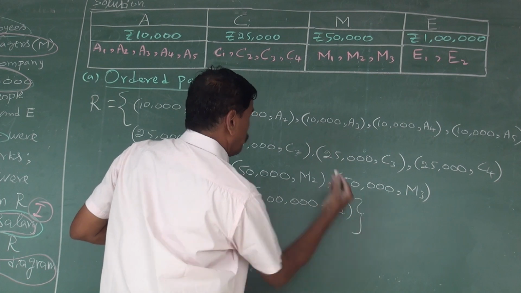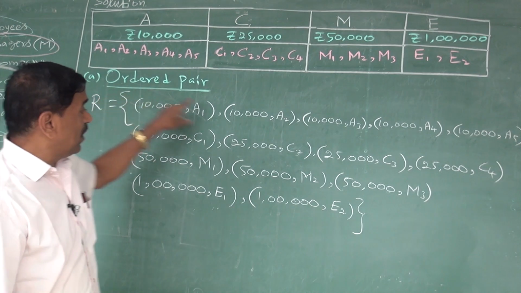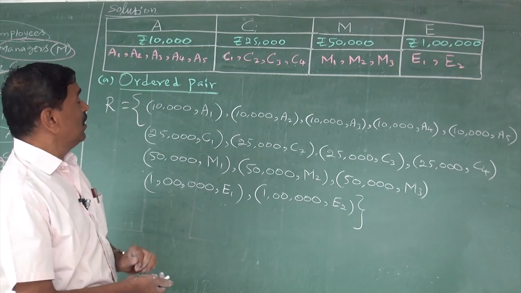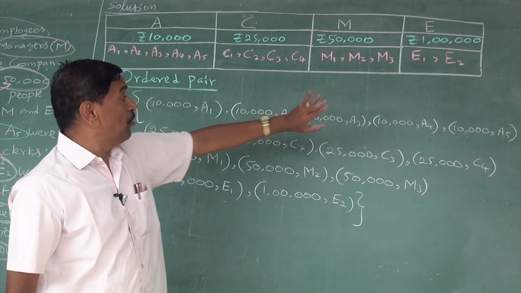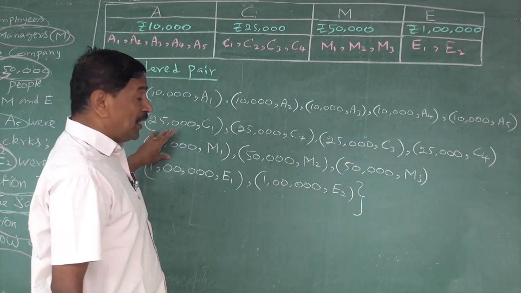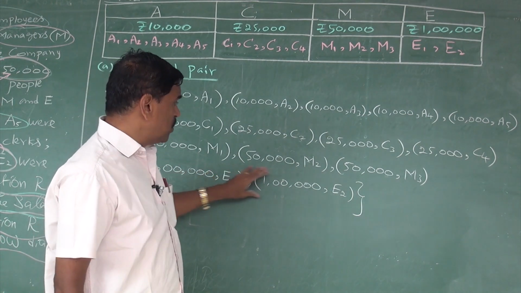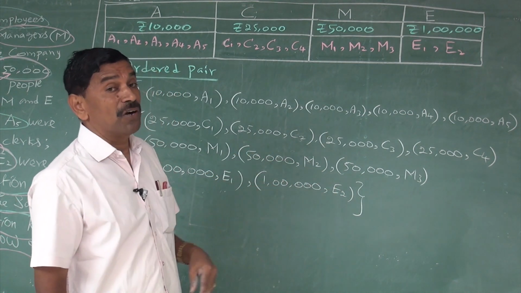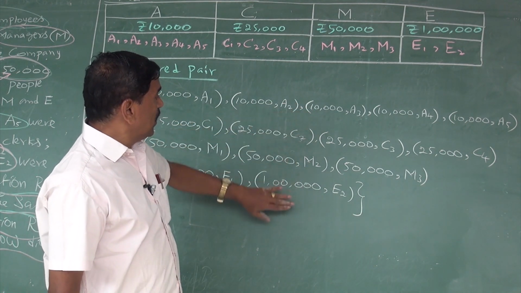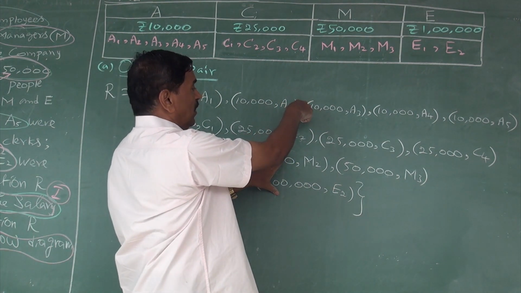Complete the flower bracket. Listen, the relation capital R is given by a starting flower bracket and at the end, the closing flower bracket, and count the number of elements. There are 5 assistants, so 5 ordered pairs, 4 clerks, so 4 ordered pairs, 3 managers, so 3 ordered pairs, and 2 executive officers, so 2 ordered pairs. So the total number of ordered pairs is 5 plus 4 plus 3 plus 2. So 3 plus 2 is 5, and the first row is 5, so 10 plus 4 is 14.